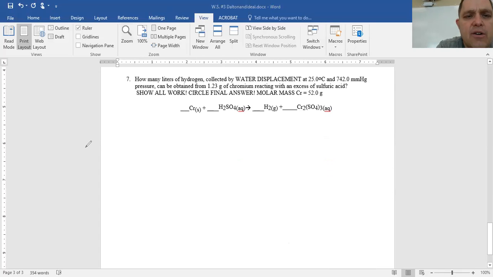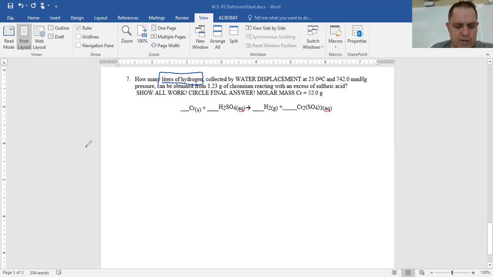How many liters of hydrogen, circle it because that's what we need, are collected by water displacement? It says water displacement. It is in bold. What does that mean? What do we have to use? Dalton's law. You got it. So we're going to use that. It gives us our temperature. It gives us our pressure. It gives us the number of grams of chromium. Be careful. Chromium is not the gas we're talking about. An excess sulfuric acid, great.